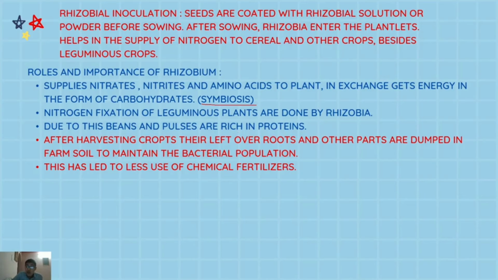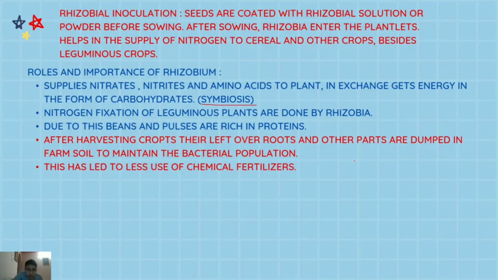Now, after harvesting crops, their leftover roots and other parts are dumped in the farm soil to maintain the bacterial population. After harvesting all these beans and pulses or cereals, what can the farmer do? We harvest the upper part or the required food material from the plant, and then the roots, which are not required, we throw away or burn away. But that is not the good way. What else can we do? We can dump those roots inside the farm soil.